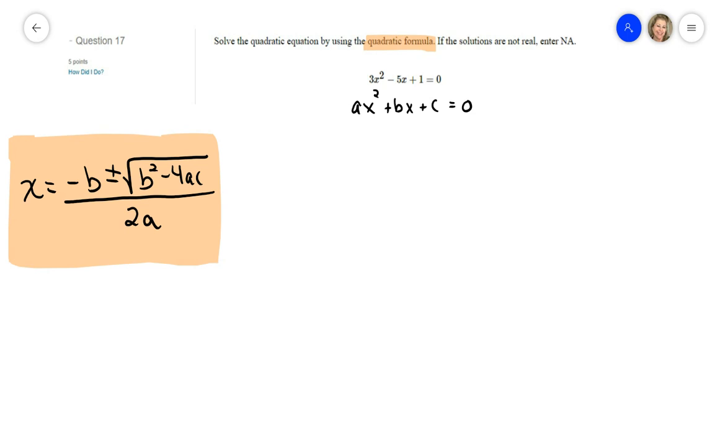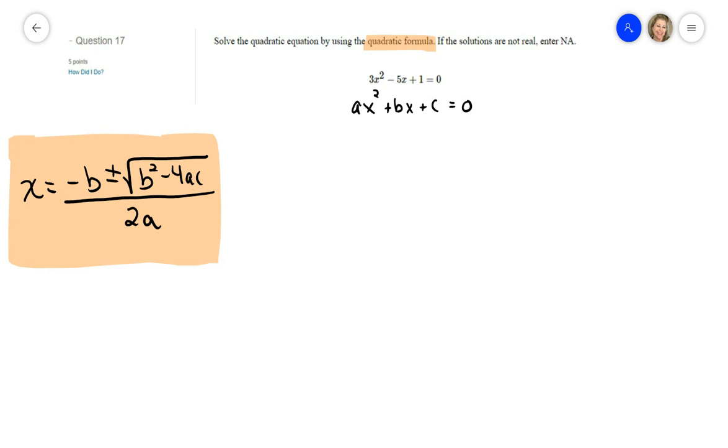And there was a little song, if you can ever remember the quadratic formula, it goes by the tune of Pop Goes the Weasel. It's x equals negative b plus or minus the square root of b squared minus 4ac all over 2a.